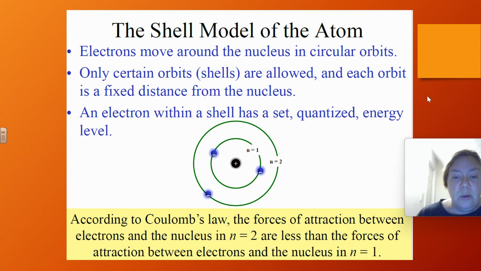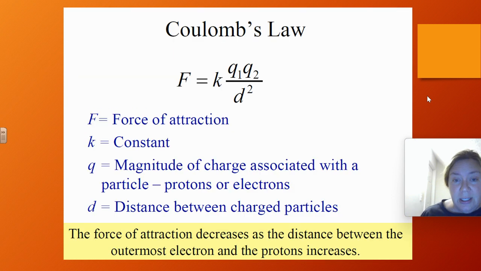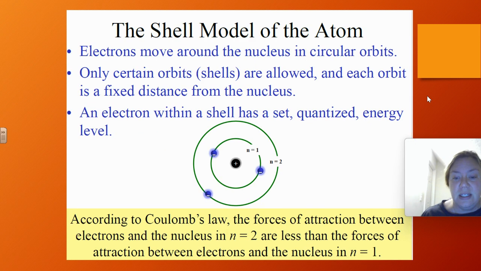But according to Coulomb's law, the forces of attraction between the electrons and the nucleus in N2 are less than the forces of attraction between the electrons and the nucleus in N1. And again, it's because Coulomb's law says that the greater the distance, go back to the distance here, when your denominator is bigger, then your force is going to be smaller.